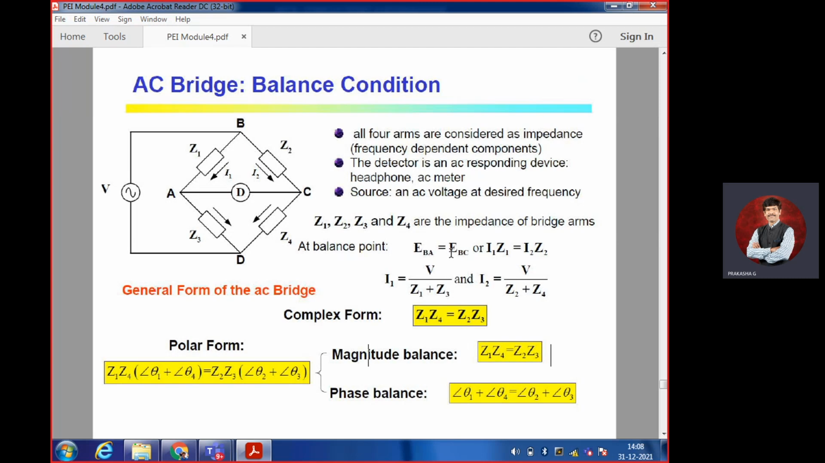Similarly, capacitance measurement, impedance measurement, frequency measurement. This is the phase: angle of theta 1 plus theta 4 is equal to theta 2 plus theta 3.